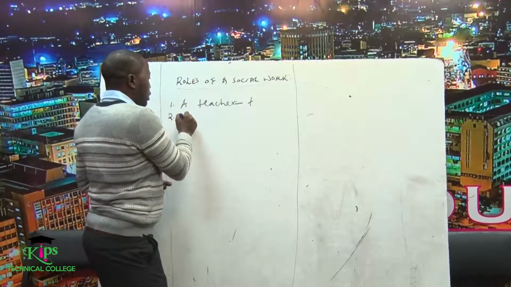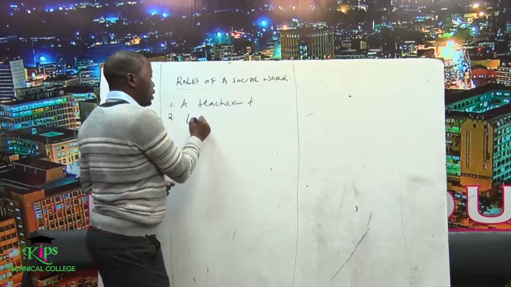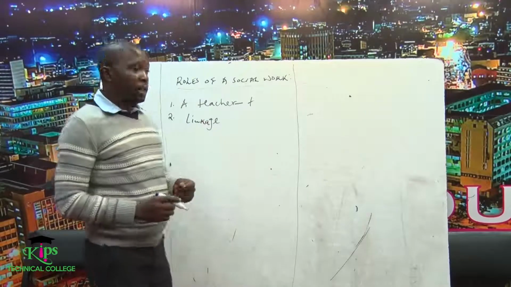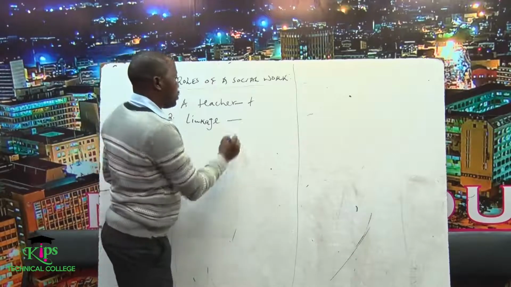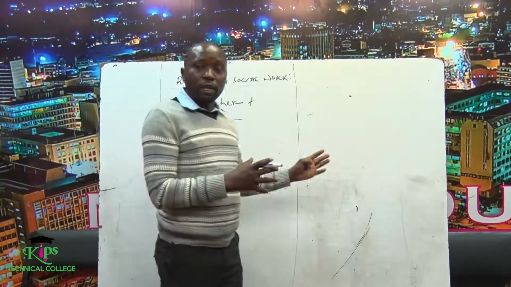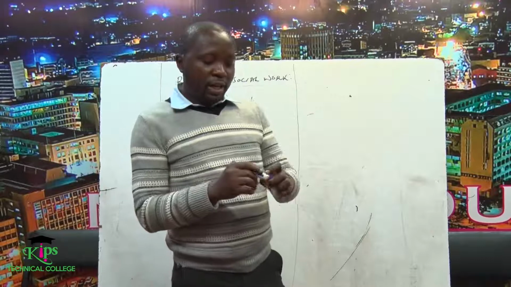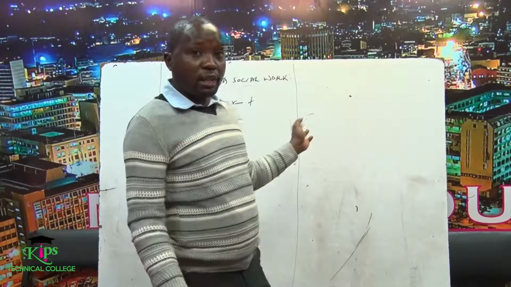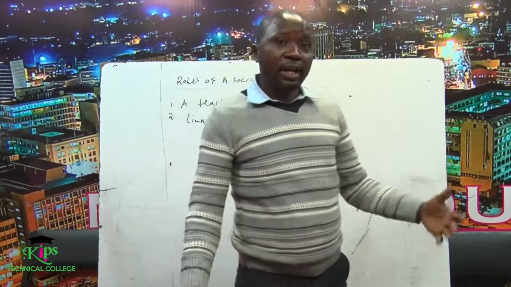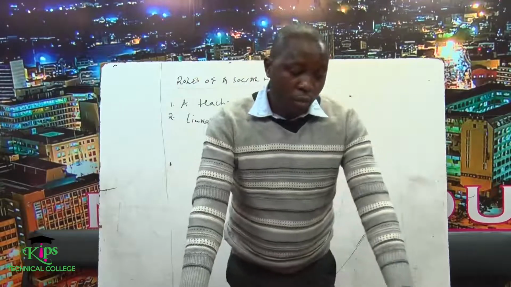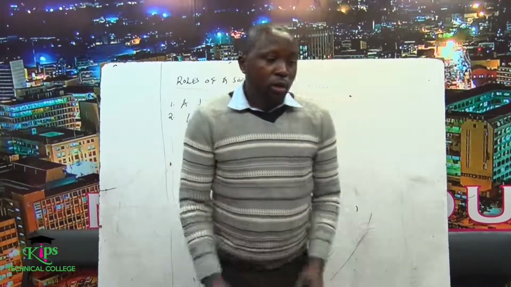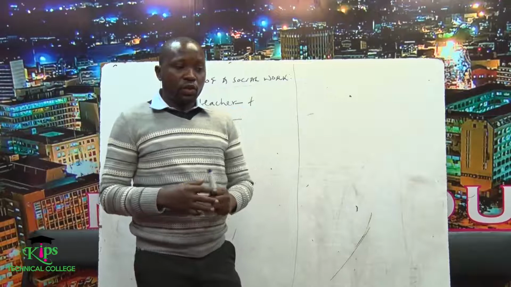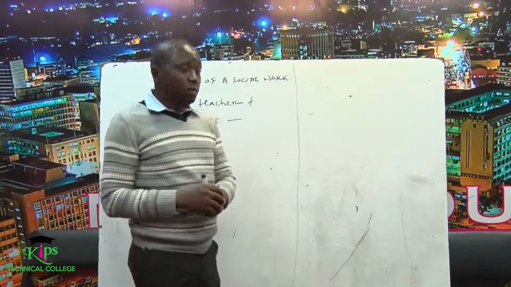Another general role of a social worker is to establish initial linkage between people and resource systems. So establishing that linkage between people, and people here are the community members. So in this case, you are going to link the community members and also the resource providers. So the resource providers here could be the governmental organizations, or maybe NGOs, or maybe any other well-wishers in the community.